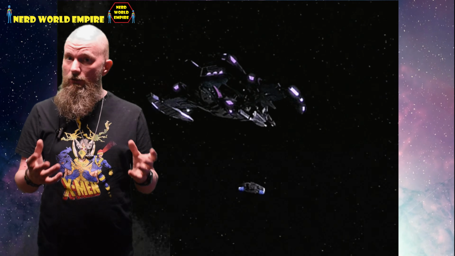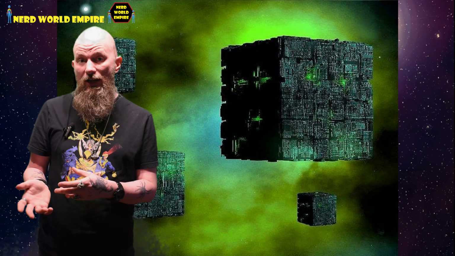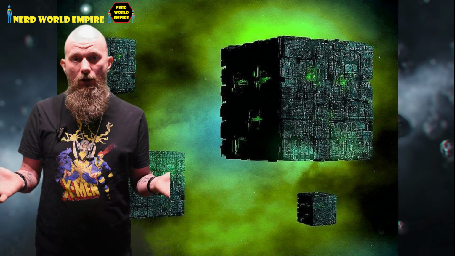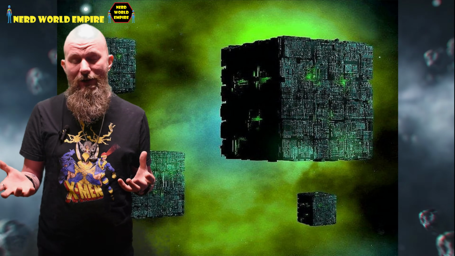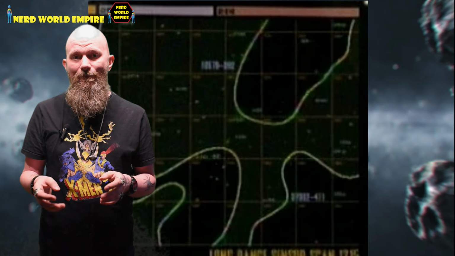Certainly it was big, certainly it was powerful and controlled or exercised a lot of power and influence, but it was not a quadrant spanning power. The Dominion did not control the whole Gamma Quadrant, the same as the Borg don't control the whole Delta Quadrant. And on that, the Borg in the Delta Quadrant control a vast region of space. The Swarm also control a vast region of space.